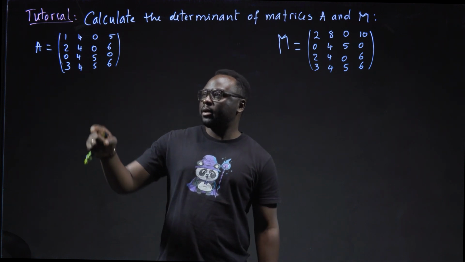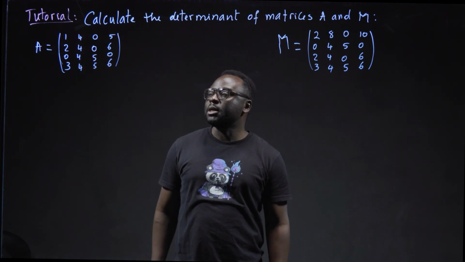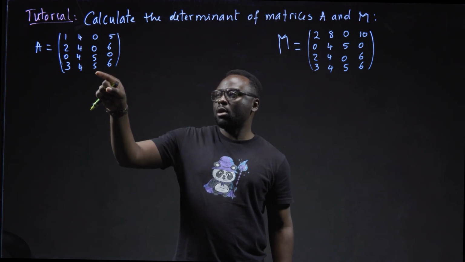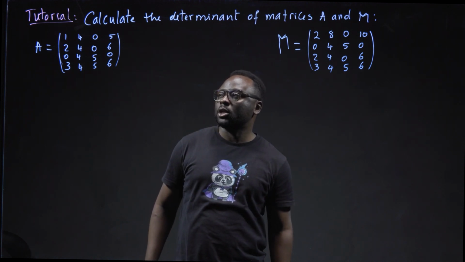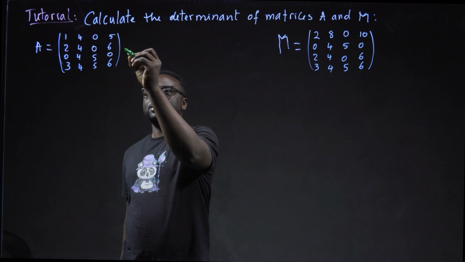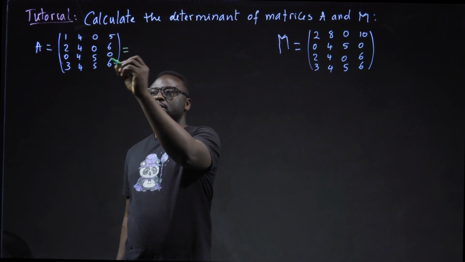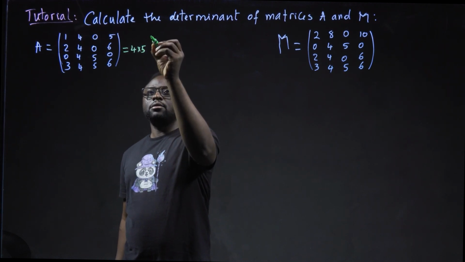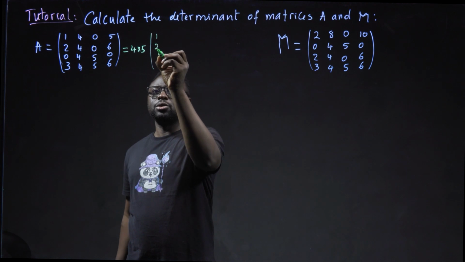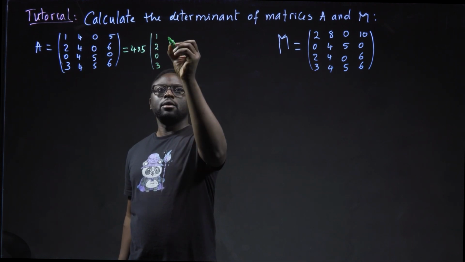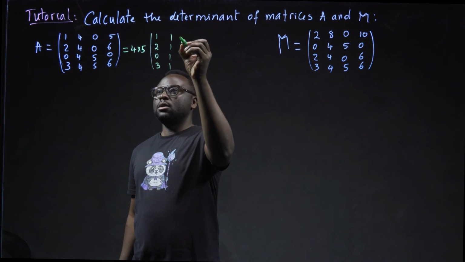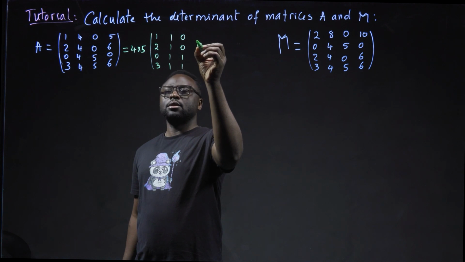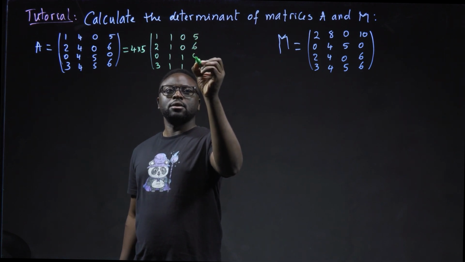Okay, so here we can see that the second column in this matrix A is proportional to 4, and the third column is also proportional to 5. So we can simplify this in the following way. So this can become 4 times 5, right? And we write it like this: 1, 2, 0, 3, 1, 1, 1, 1, and this is 0, 0, 1, 1, and here is 5, 6, 0, 6.